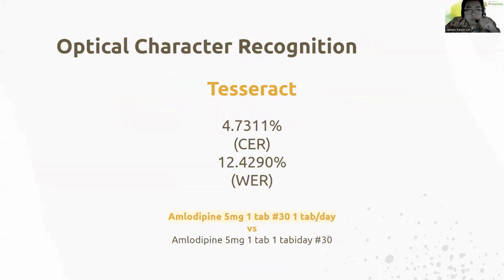You can see here the performance of Tesseract. When tested with the dataset, it had an accuracy of 4.7311% average character error rate and 12.4990% average word error rate. Here is a sample output from Tesseract where the highlighted one is the correct one.